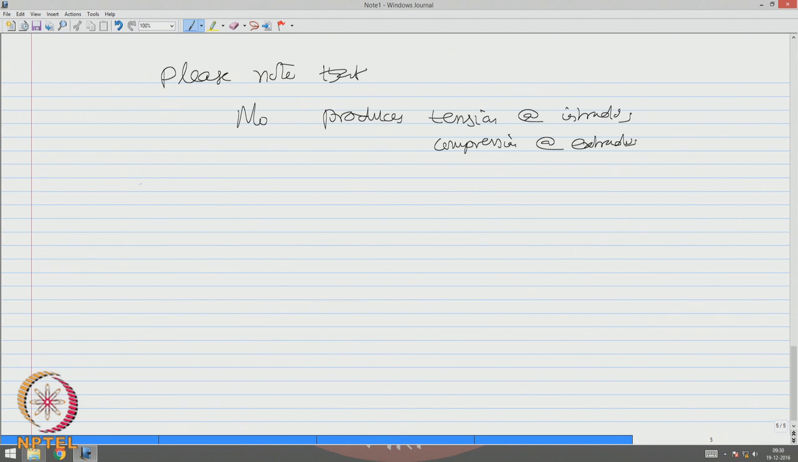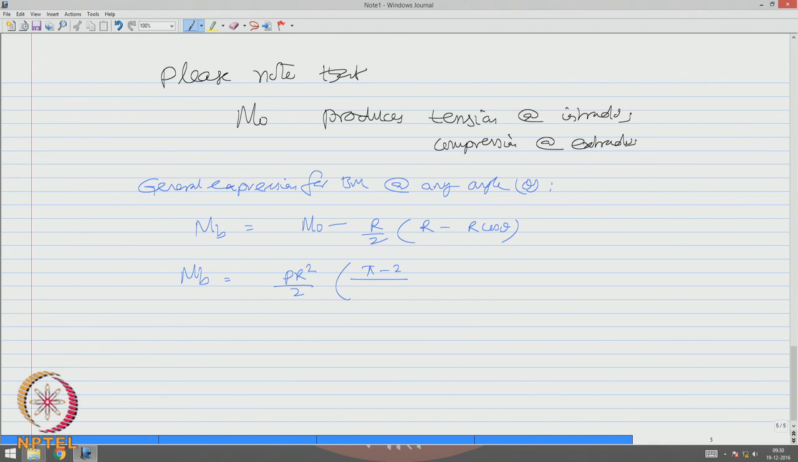Now, we can write a general expression for bending moment at any angle theta, which is Mb, which is M naught minus r by 2 r minus r cos theta, which gives me Mb is P r square by 2 pi minus 2 by 2 L plus pi r minus P r by 2 into 1 minus cos theta.